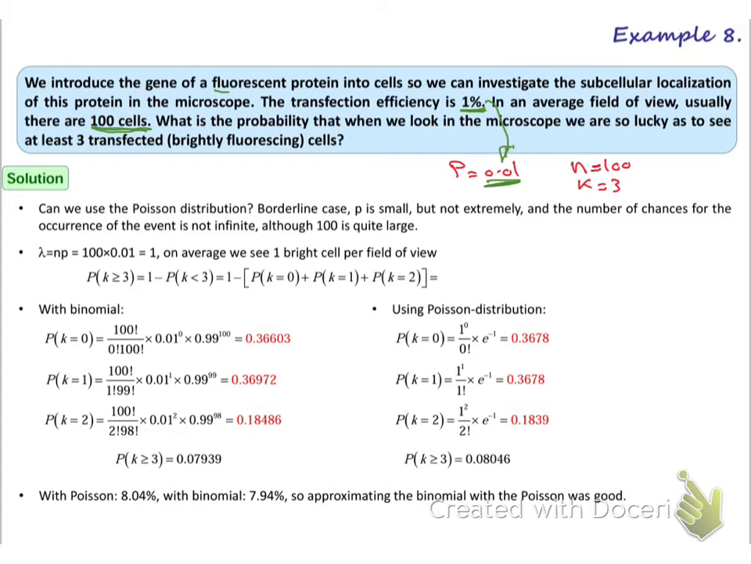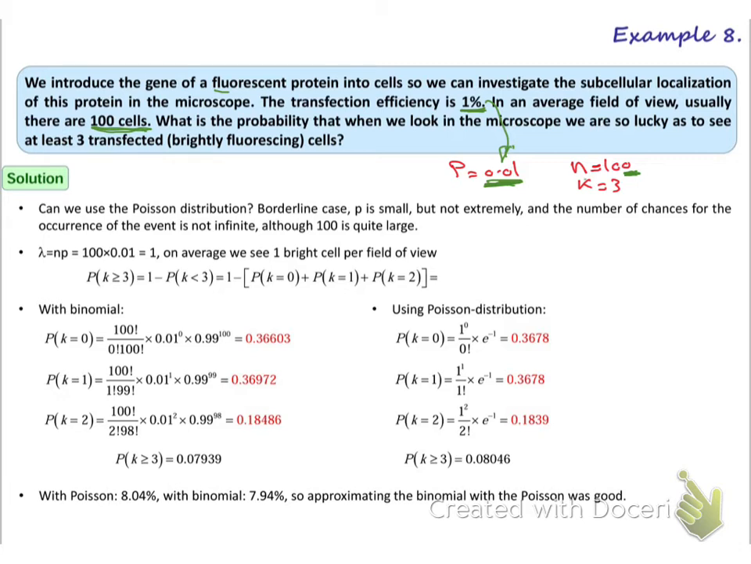So n equals 100, and the probability is 0.01. I can notice that n is large, but not so large. It is moderate. Also, the probability is small, but not so small. So here I can use both distributions: I can use the binomial and I can use the Poisson distribution. I can use any of them.